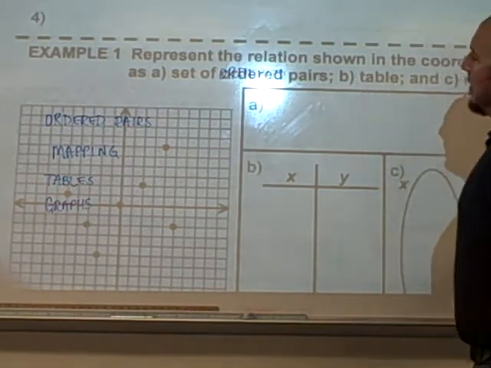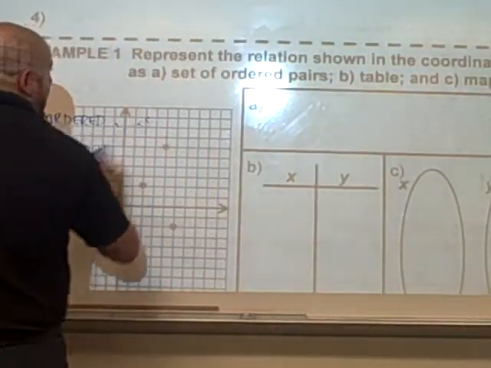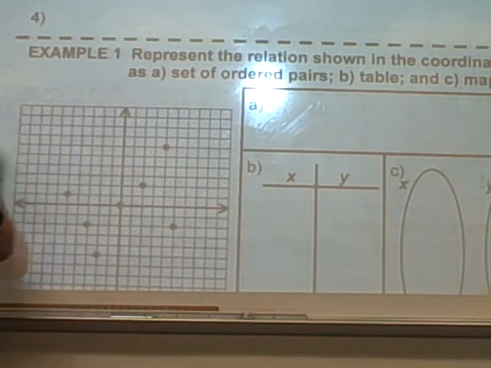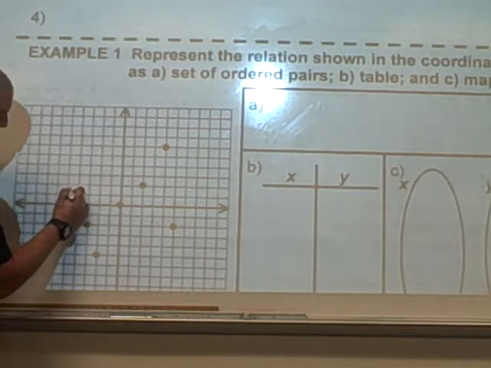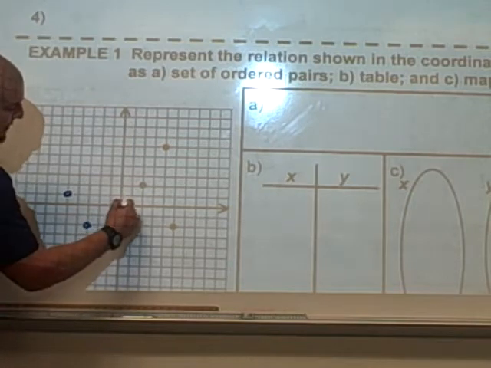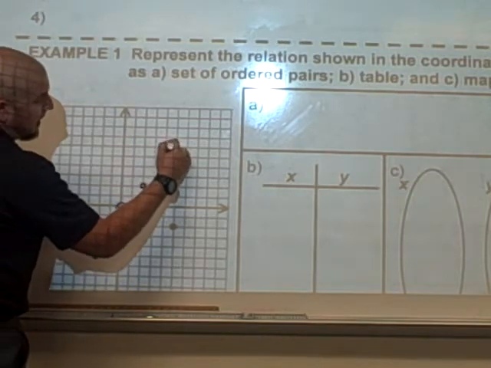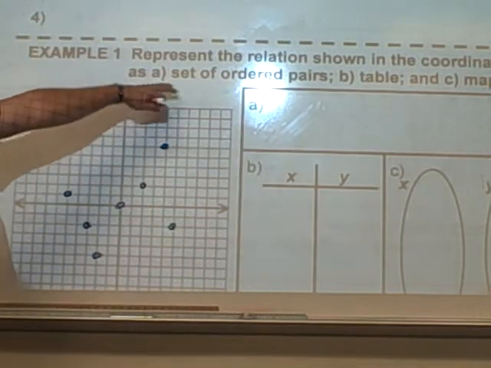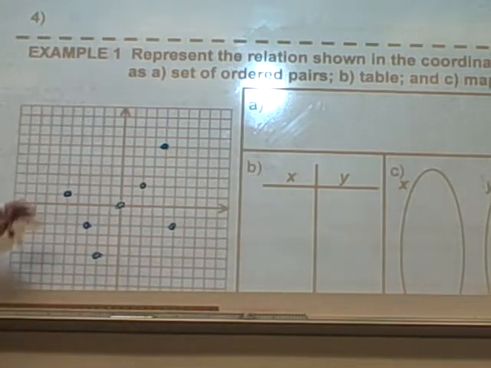Okay, so let's represent the relation shown in the coordinate plane. So in the coordinate plane, if you have your notes in front of you, surely you can see there's dots here. I'm going to make them a little bit brighter for us to see on the video. But you have several points here. So the first thing I want to do is create my ordered pairs, because that's what it says, a set of ordered pairs. So I'm going to work from left to right.